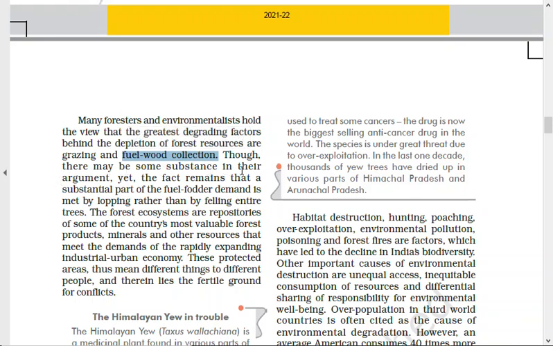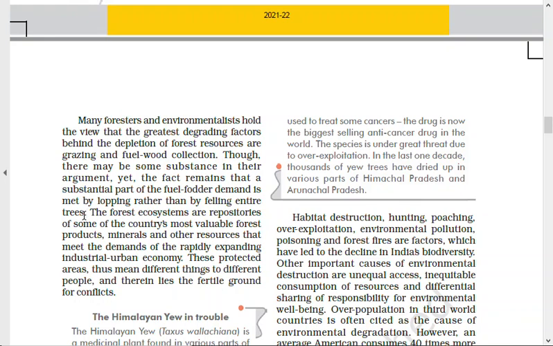Though there may be some substance in their argument, yet the fact remains that a substantial part of the fuel and fodder demand is met by lopping rather than by felling the entire tree. Naturally, see, in ancient and medieval times, when we did not have petroleum or LPG, how were people surviving? They had a very good, delicate balance between nature and their needs, right? So they used to cut the branches which were already dried, not the entire tree. For fuel, they used to collect that dried wood, not the entire tree.